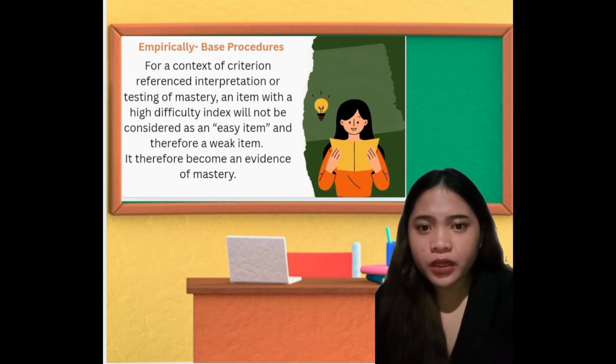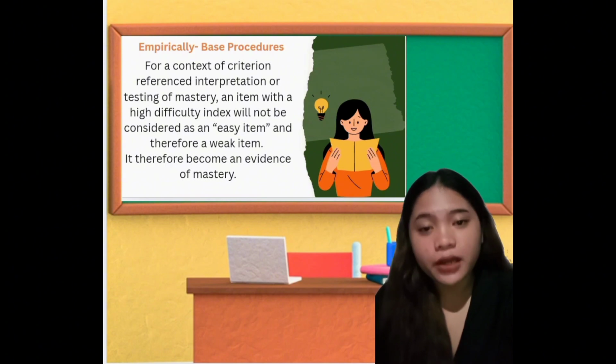Sa norm reference test, ang madaling item ay mahina kasi di niya maipakita ang kaibahan ng estudyante. Sa criterion reference test, ang madaling item ay mahalaga kasi pinapakita nito na naabot ng mga estudyante ang target na kasanayan or mastery.